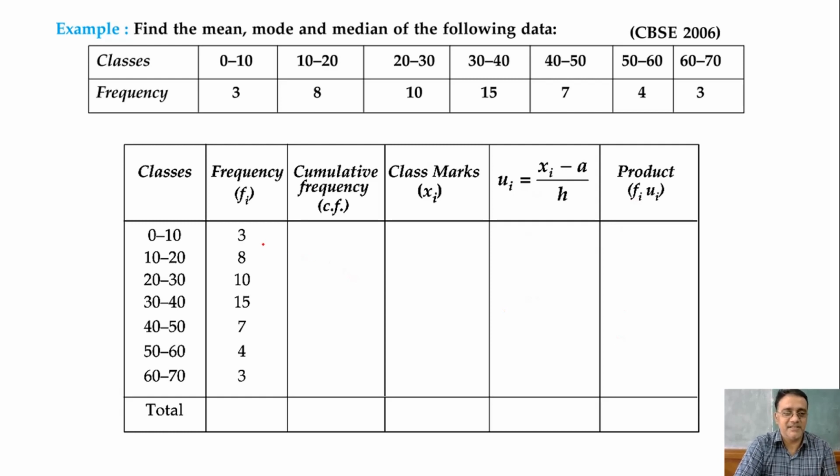So let us start with CF. First one, 3. Next, 11. Next, 21. Next.